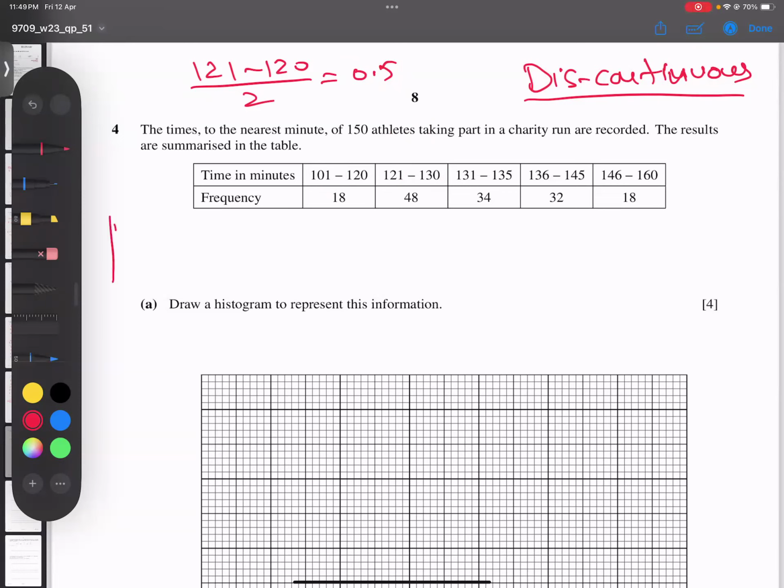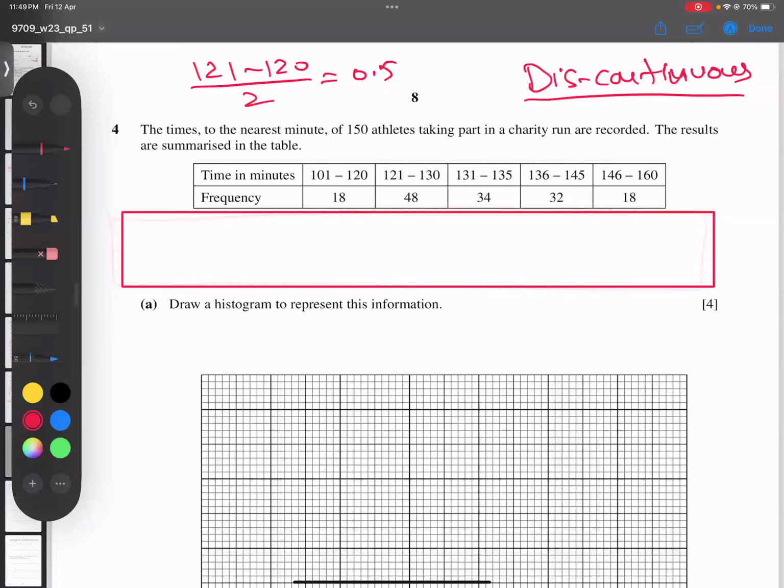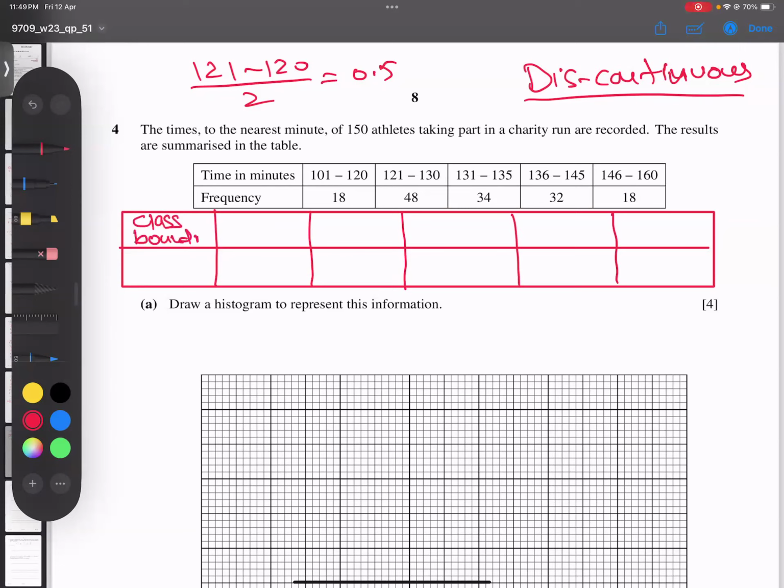Okay, so now I will do 2 jobs. Class boundaries, and look here. I'm going to make 2 jobs. So 1, 2, 3, 4, 5, 6. So 6 boxes are there. So I make 3 on the left side, 3 on the right side. And here I'm writing class boundaries, and here I'm writing frequency density. That is a formula, you know, frequency divided by class width.